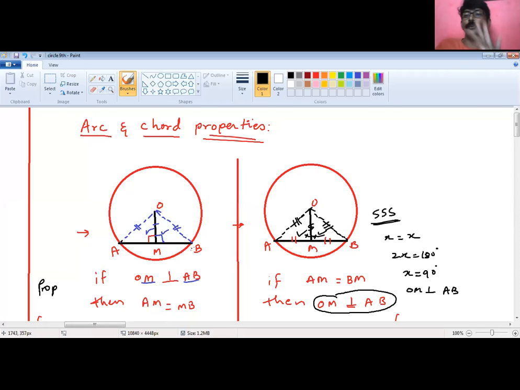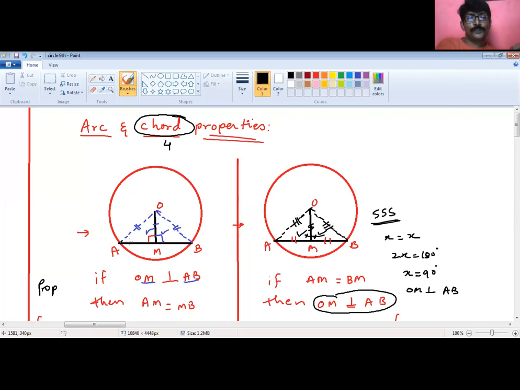Now we are learning four properties in this particular video about the chords. So what are those four properties of the chord? Right now I'll teach you four properties related to the chord. According to me, there are only two properties and the other two are converses. Let's see one by one.